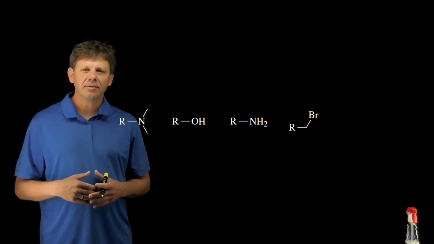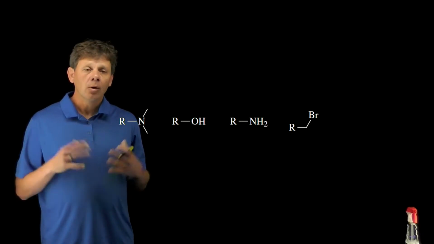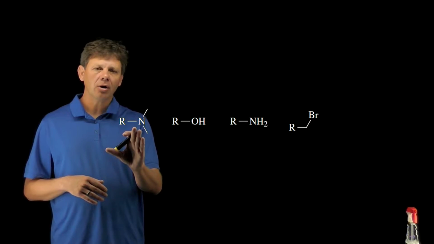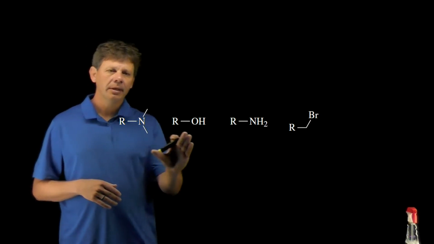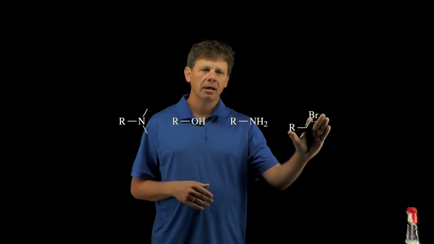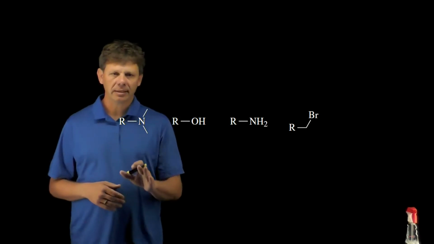This assessment asks us to prioritize the substituents according to the CIP rules. We're going to start by looking at what's directly attached to R. So we're comparing here a nitrogen, a hydroxyl, an NH2, and at first, a carbon. So we always look at what's directly attached.